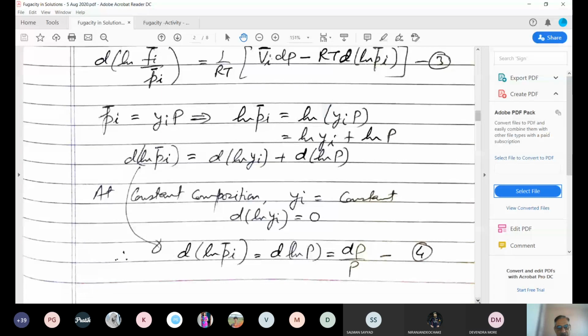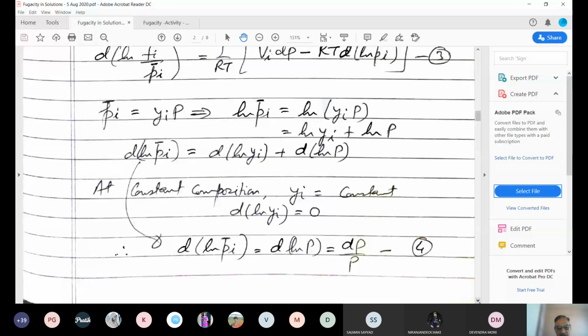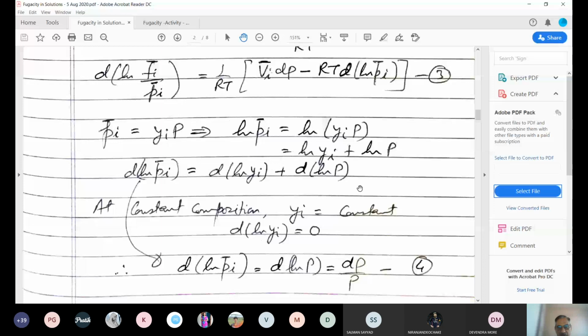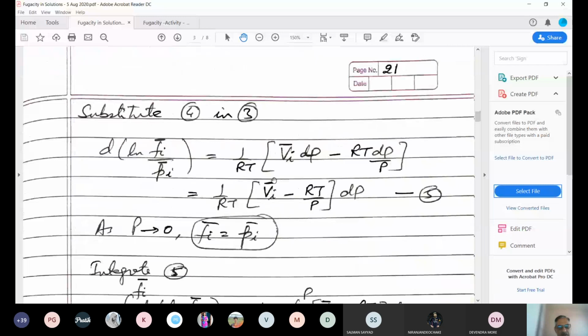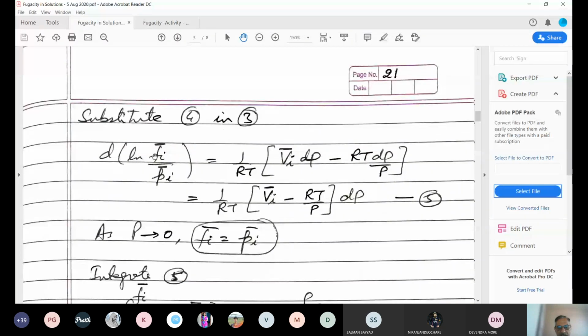Yes, sir. So then we substitute 4 in 3. This is d ln Pi bar; we substitute in equation 3, putting dP by P, and what we get is d ln Fi bar by Pi bar equal to 1 upon RT, Vi bar dP minus RT d ln Pi bar, so dP by P. And this is nothing but 1 upon RT, Vi bar minus RT by P, taking dP common, into dP. So this is the equation we derive for Fi bar by Pi bar.